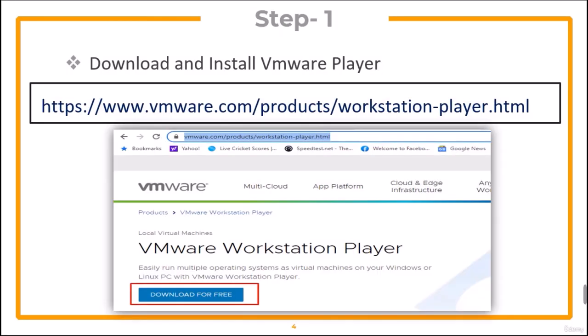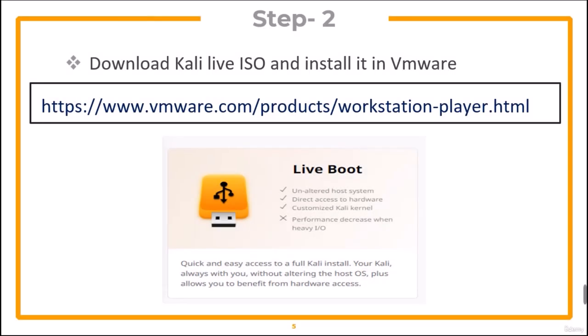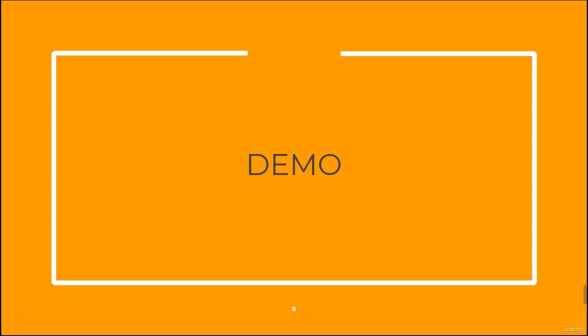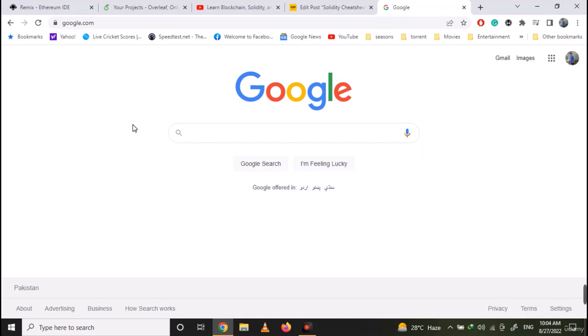First of all, download and install VMware Player from the given website. VMware Player is free to install. Now download Kali Live ISO and install it in VMware. Let's move to the demonstration to actually install Kali on VMware machine.